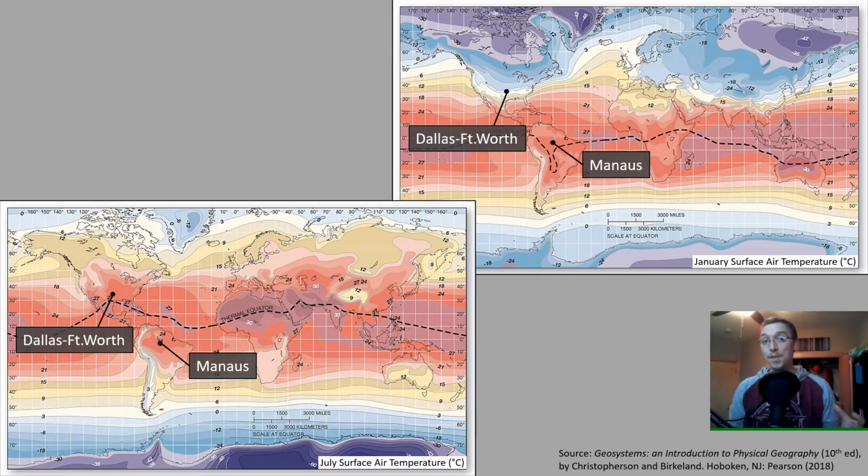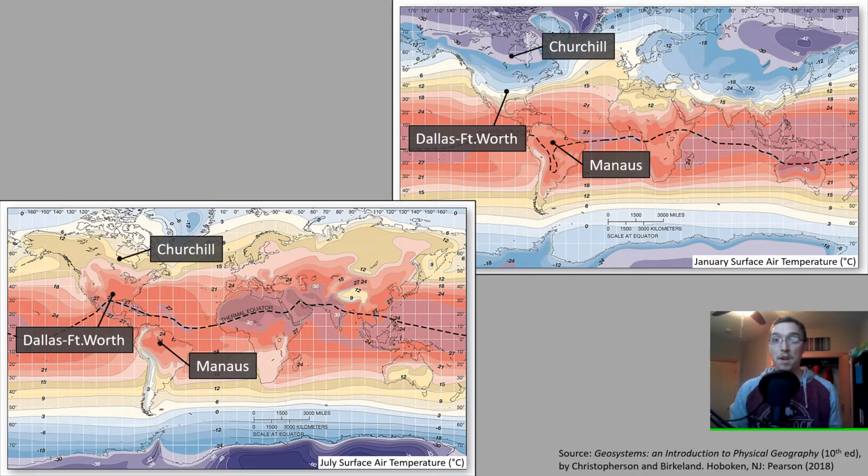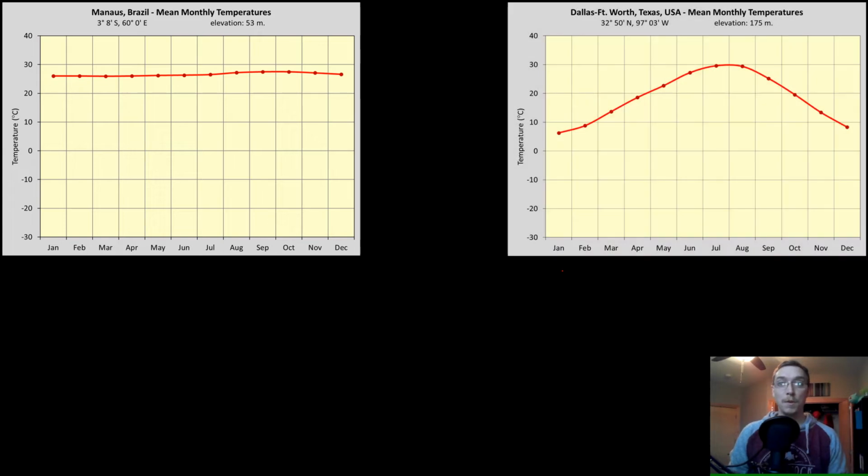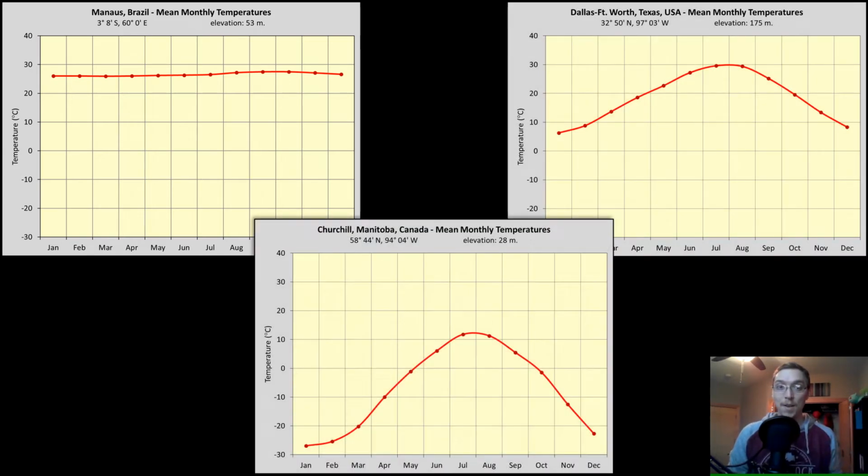But if we look at those deviations from somewhere along the equator to somewhere in the lower mid latitudes to somewhere like Churchill, up near the bay in Canada, those fluctuations are much more drastic. We go from negative 30 degrees Celsius, or right on the cusp of negative 30 and negative 24 degrees Celsius in January, to 12 to 16 or 12 to 18 degrees Celsius in June, or July, pardon me. Here we can see the mean monthly temperatures for Manaus versus Dallas-Fort Worth. We start to see that bump up to Churchill in Manitoba. So we can see the influence of latitude on climate.